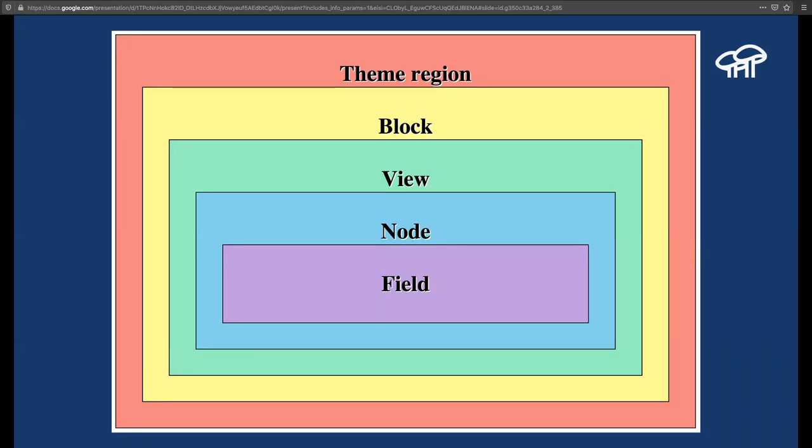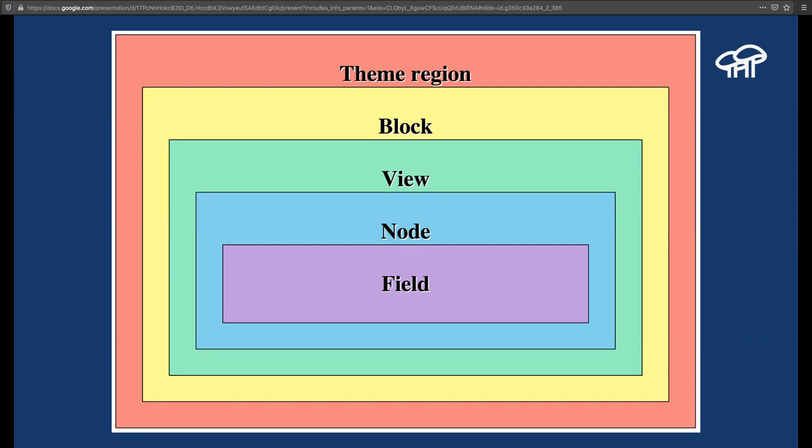Let's say that you want to show more articles from the same author in the right sidebar. That piece of content is going to be at least five different concepts. For one, you have the theme region. The theme region determines where the content is going to appear, in this case, the right sidebar. Then you have the blog itself, more articles by the same author.